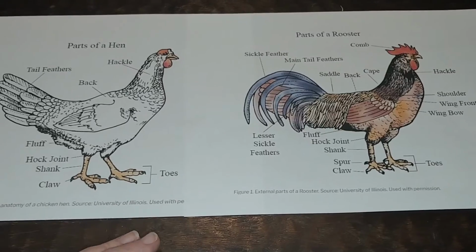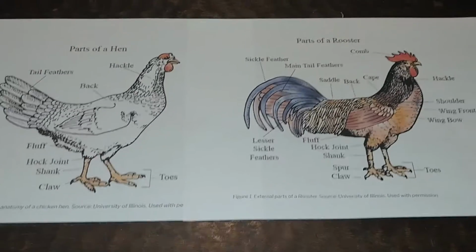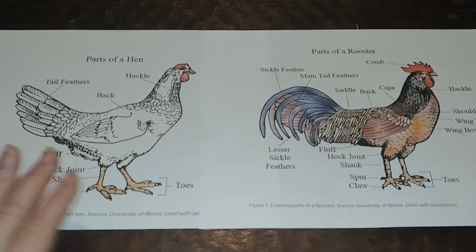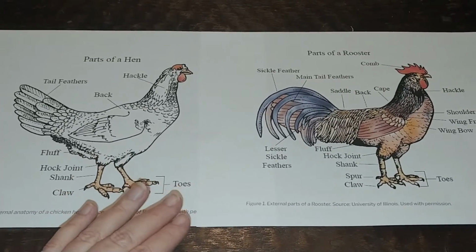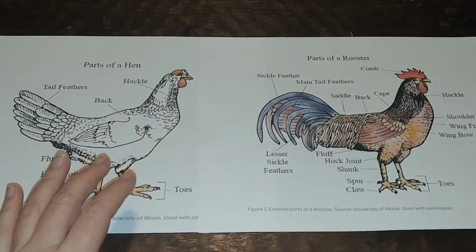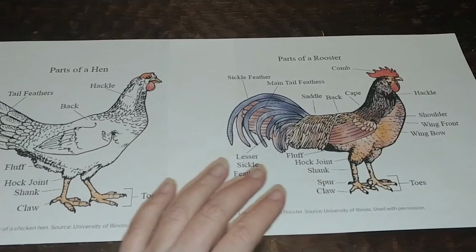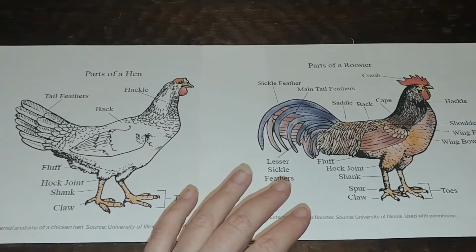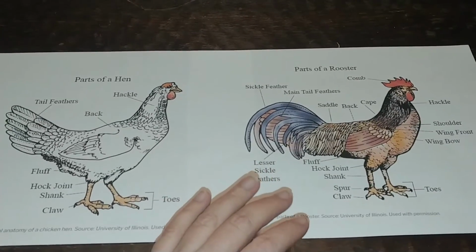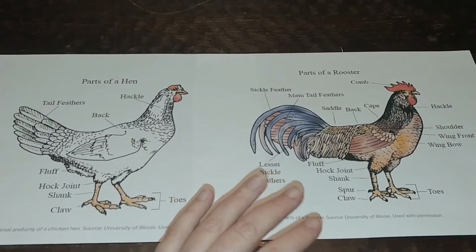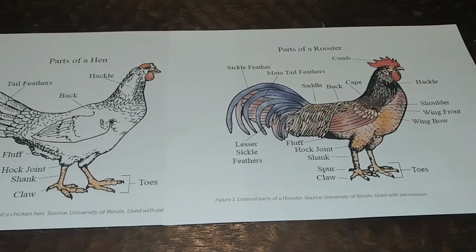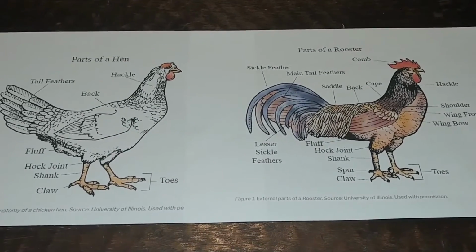Well, from these pictures, the first thing that stands out to me is that the rooster is much more colorful than the hen. Now, part of that could be the breeds that are used in this picture. I mean, not all hens are white, and not all roosters have this coloring, depending on their breed. But it is usually the fact that the males in birds, and in animals, are going to be more colorful than the female.